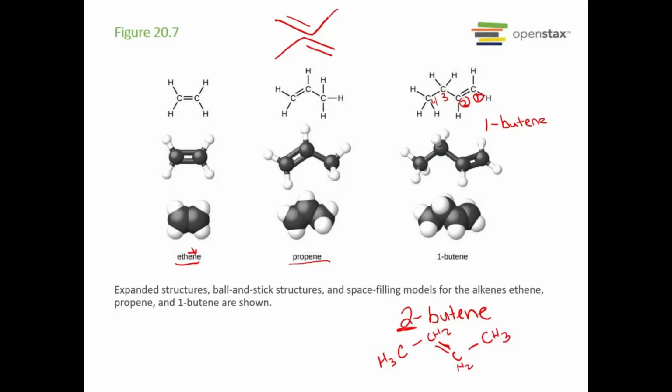So in this case, we can say this is carbon 1, this is 2, 3, and 4. So it goes from carbon 2 to 3. We just say 2-butene, that's where our double bond starts at carbon 2.